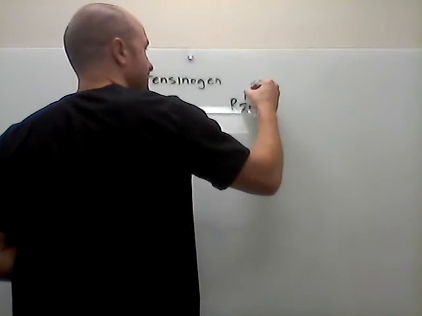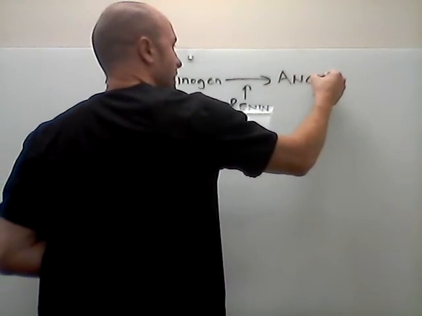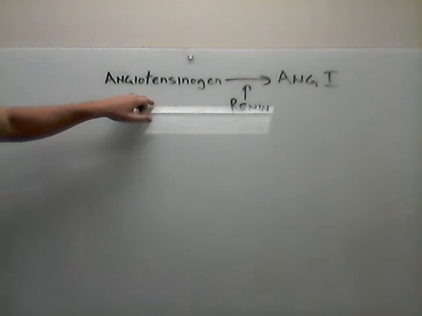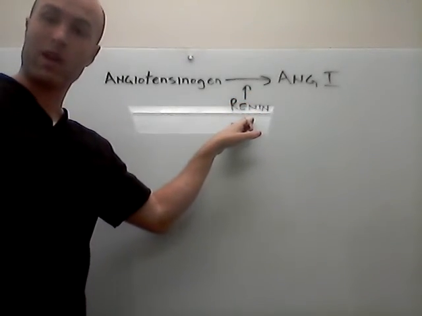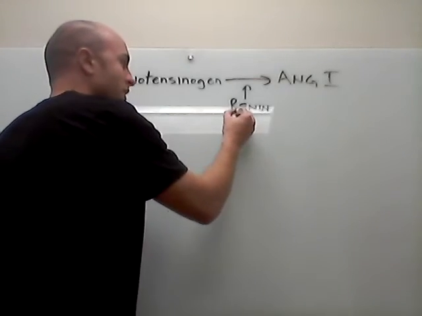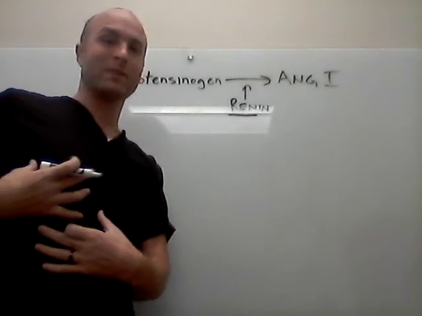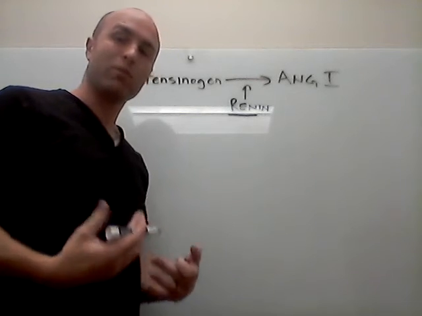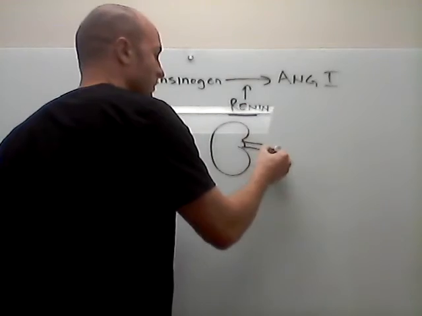There's renin. I'm just going to put ANG1. So angiotensinogen is converted into angiotensin 1 by renin. Renin, if I remember correctly, is what's secreted from your kidneys. And the reason why you remember that is renal, kidneys, your renal, okay? Renin comes from your kidneys, from your juxtaglomerular apparatus. So here's a kidney. There it is.